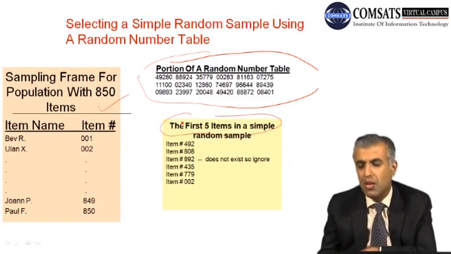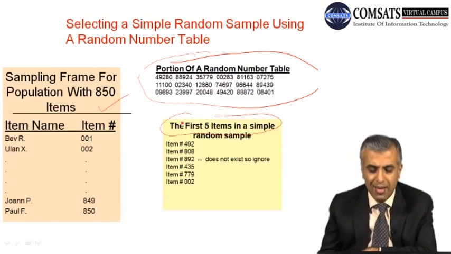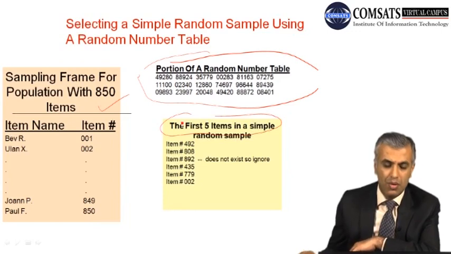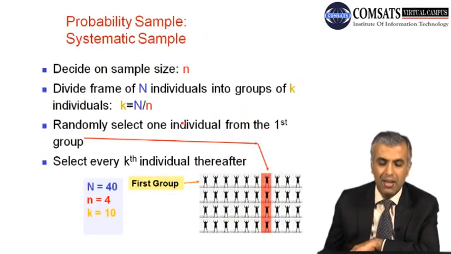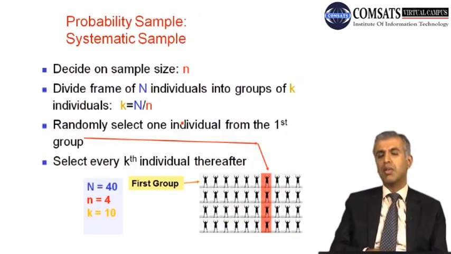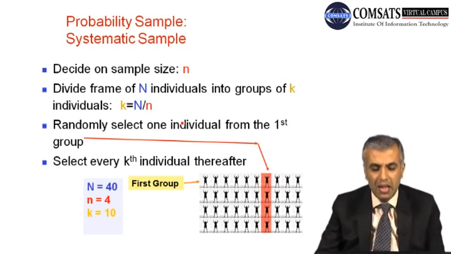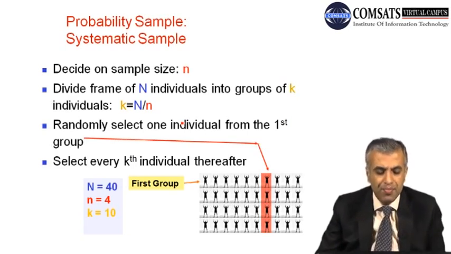So each item has an equal chance of getting selected, and therefore it is preferred to use random number sampling. Then we have another type, similar to random sampling, but it has more procedures involved, in which we are a bit more systematic.